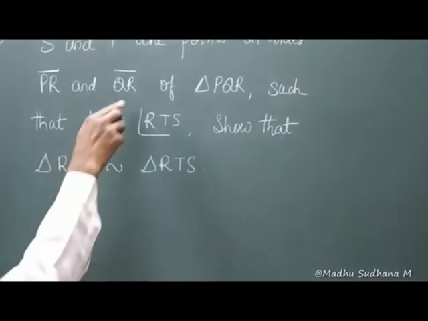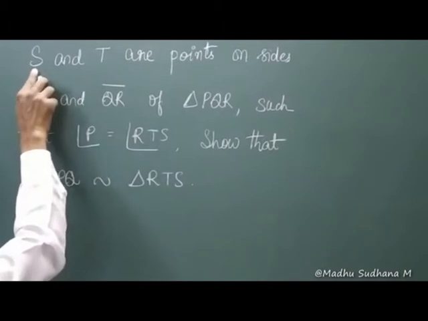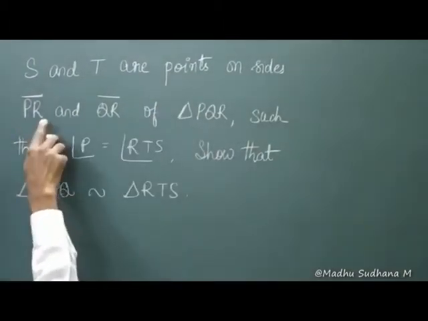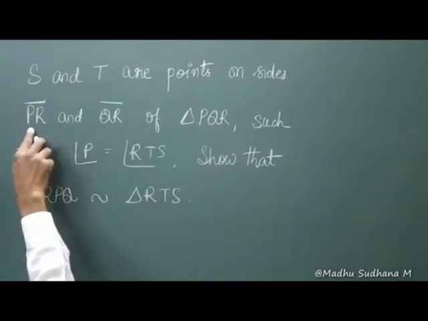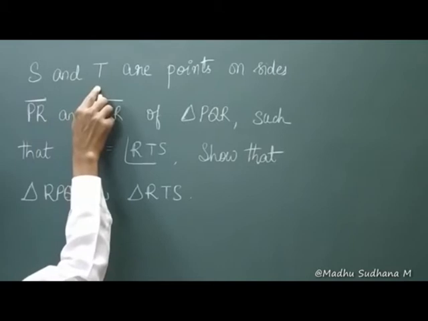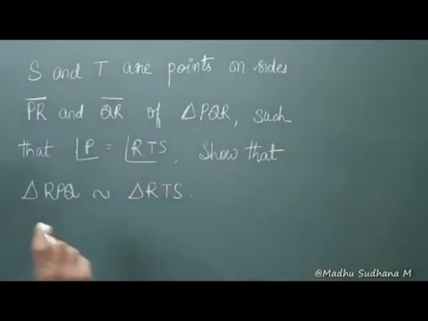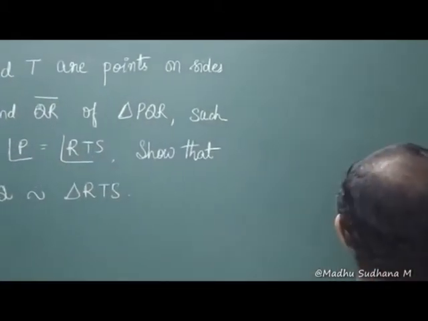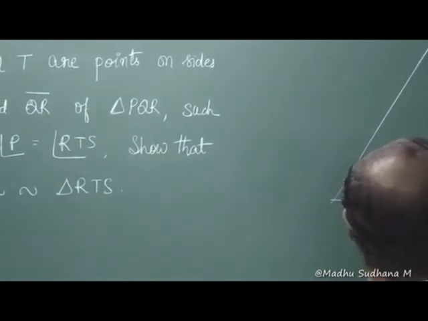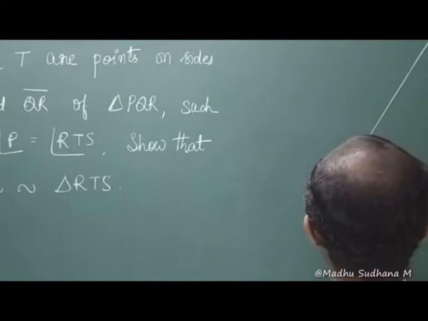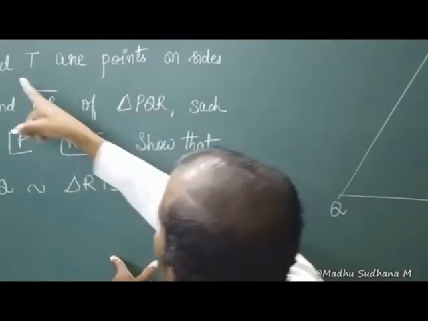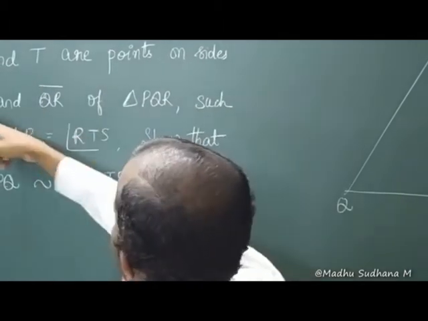So moving to the next question now. S and T are points on the sides PR and QR. So these two are sides and these two are distinct points of triangle PQR. Let me draw one triangle. This is my triangle. This is P, this is Q and this is R. S and T are points on sides PR.